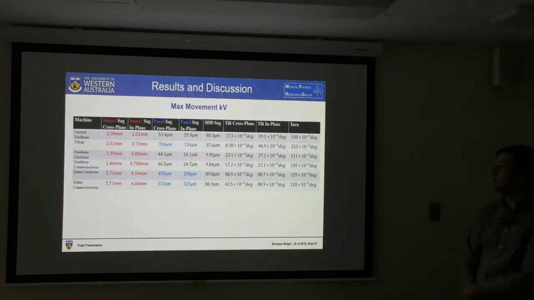The maximum movements encountered in the source plane were all relatively significant for the source sag in both the in-plane and cross-plane direction, with very few movements being less than the 1 millimeter tolerance. The panel sag in the crossplane and in-plane direction was particularly noticeable for the Trilogy, as well as for the Elekta in both clockwise and counterclockwise rotations.